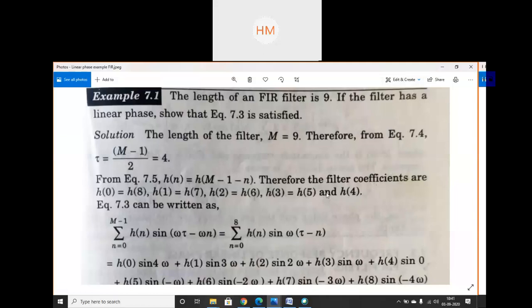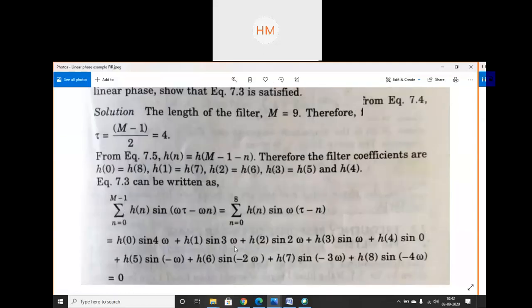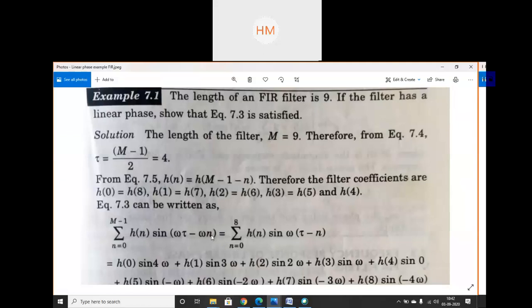These equations we got. Now we have written one more equation to prove whether it is linear or not, and that equation is summation n is equal to 0 to M minus 1 h of n sine of omega tau minus omega n. Take omega common, so you will get this equation. Now I will substitute different values of n and find out this summation value. So please, students, find out the summation value.